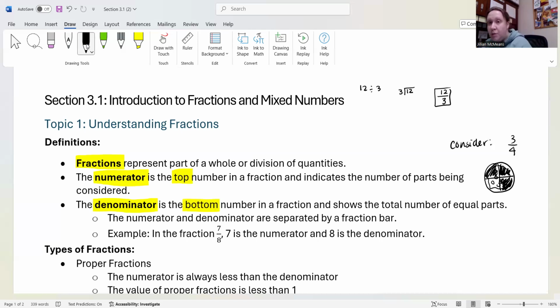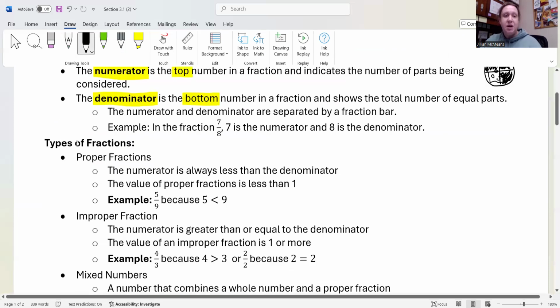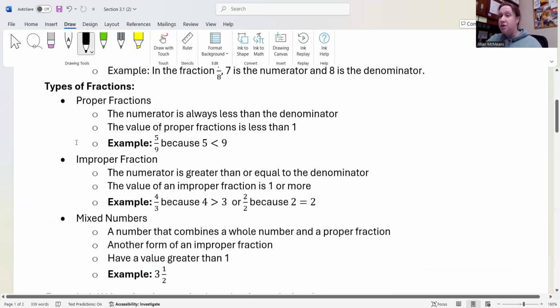Okay, so a bit more about the numerator and denominator. The numerator and denominator are separated by what's called a fraction bar. So this right here, this is the fraction bar, and we already know that it really just means divide, okay? But we can call it officially a fraction bar. And in the example, the fraction 7/8, 7 is the numerator, 8 is the denominator, okay? Now, even further, when it comes to fractions, there are two types of fractions and then another alternate form that we always look at. So types of fractions, this is really important, and you do need to understand these definitions and understand the differences here.